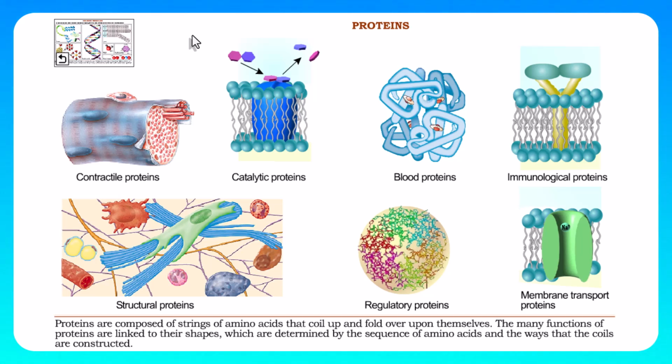Proteins are composed of strings of amino acids that coil up and fold over upon themselves. The many functions of proteins are linked to their shapes, which are determined by the sequence of these amino acids and the ways that the coils are constructed. Here are several examples of the most important proteins.